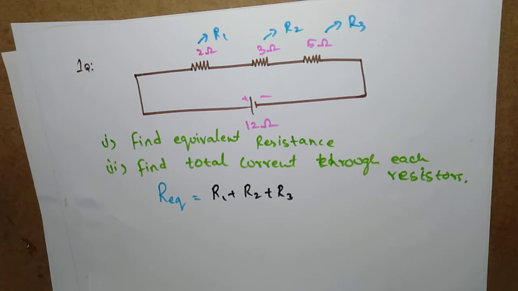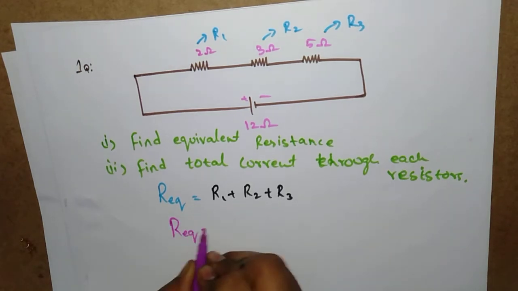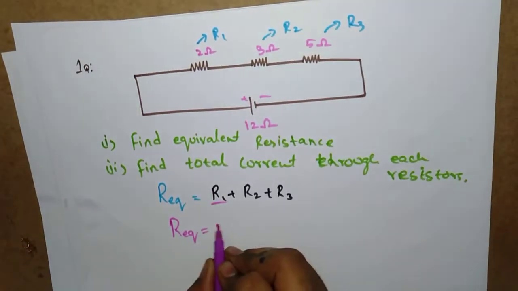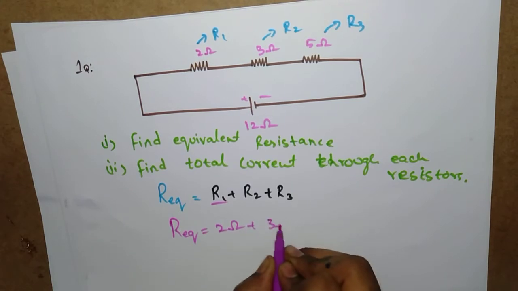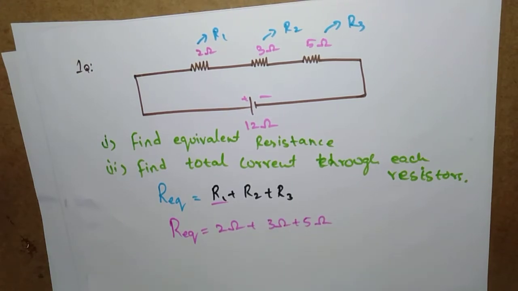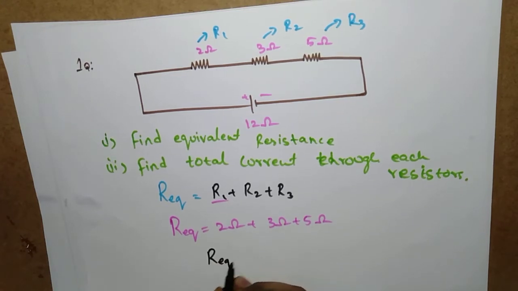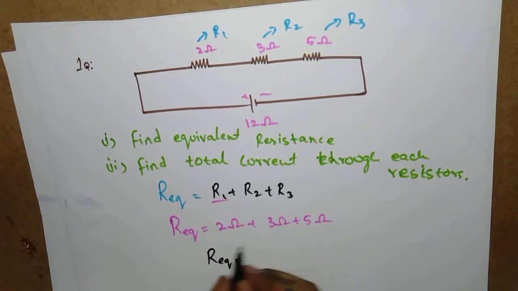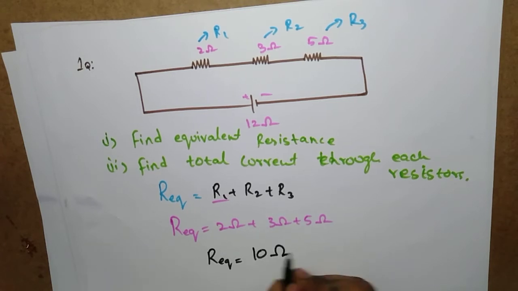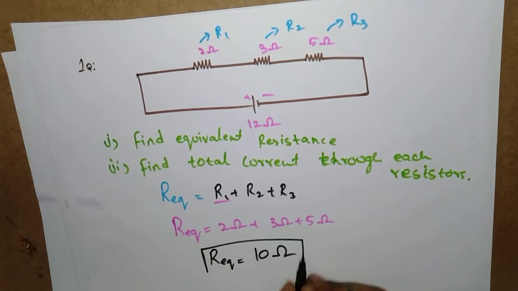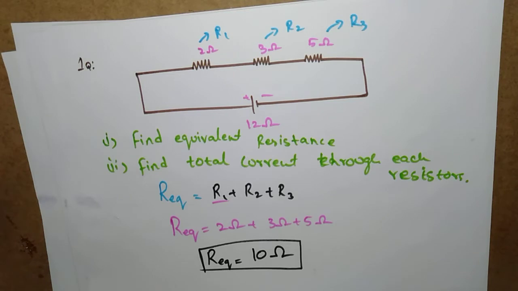So R equivalent is equal to R1 2 ohms plus 3 ohms plus 5 ohms. So how much do we get? R equivalent is equal to 2 plus 3, 5, plus 5, 10 ohms. We get the equivalent resistance as 10 ohms. So here the first bit is completed.